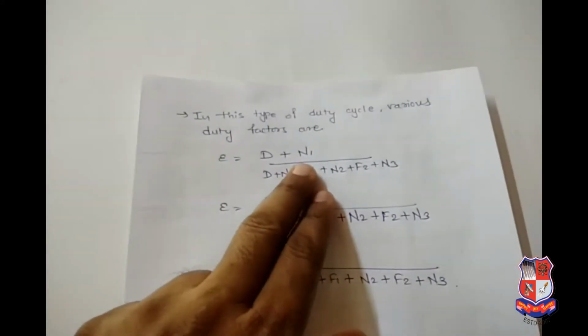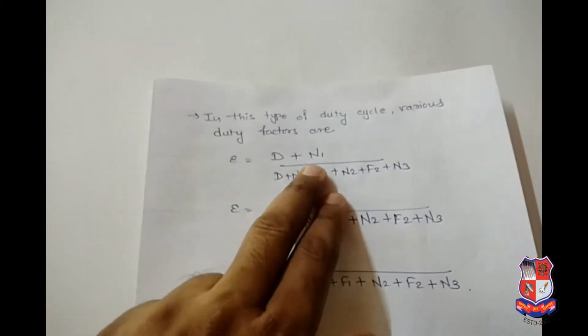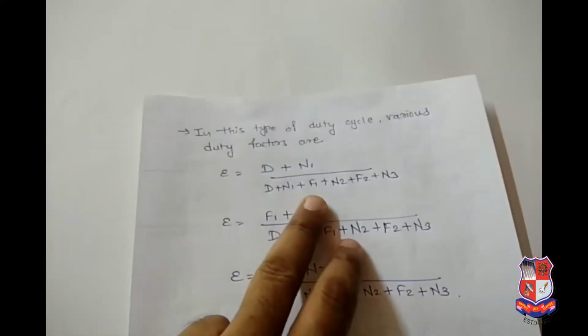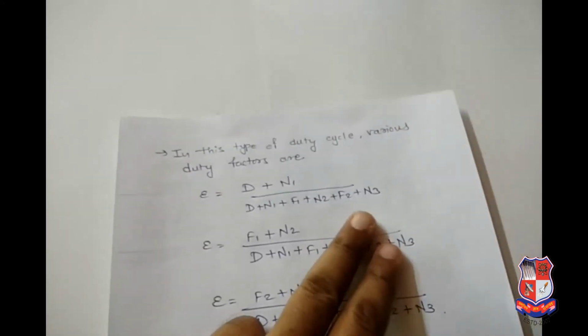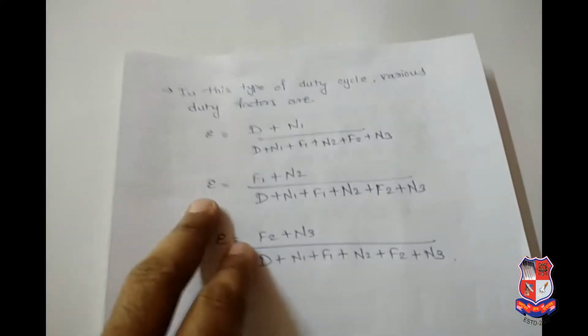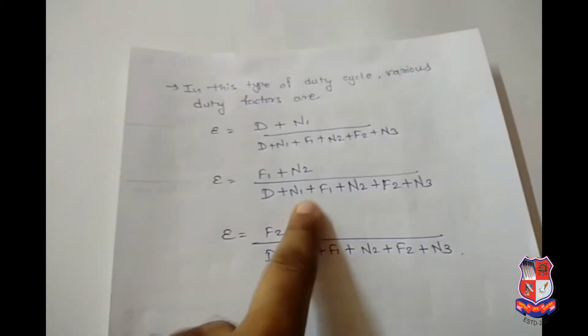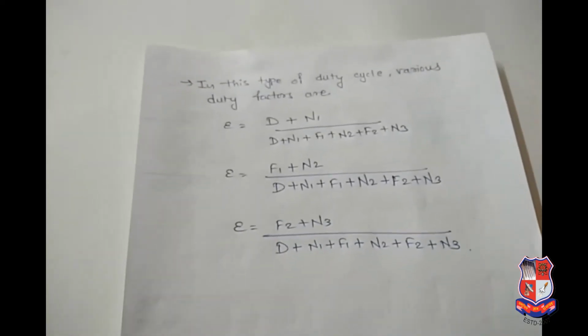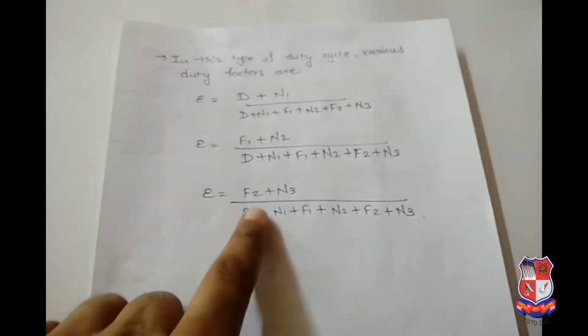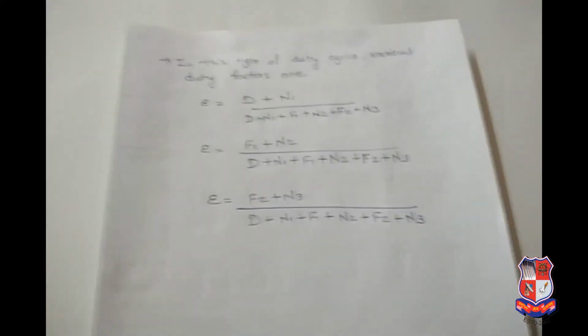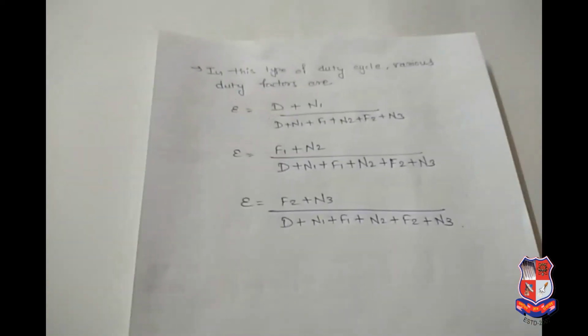The first one is D plus N1, which is the heating period, divided by the whole cycle, D plus N1 plus F1 plus N2 plus F2 plus N3. We define the second duty factor as F1 plus N2 divided by the whole cycle. And the third one is F2 plus N3 divided by the whole cycle. So these are the duty factors.